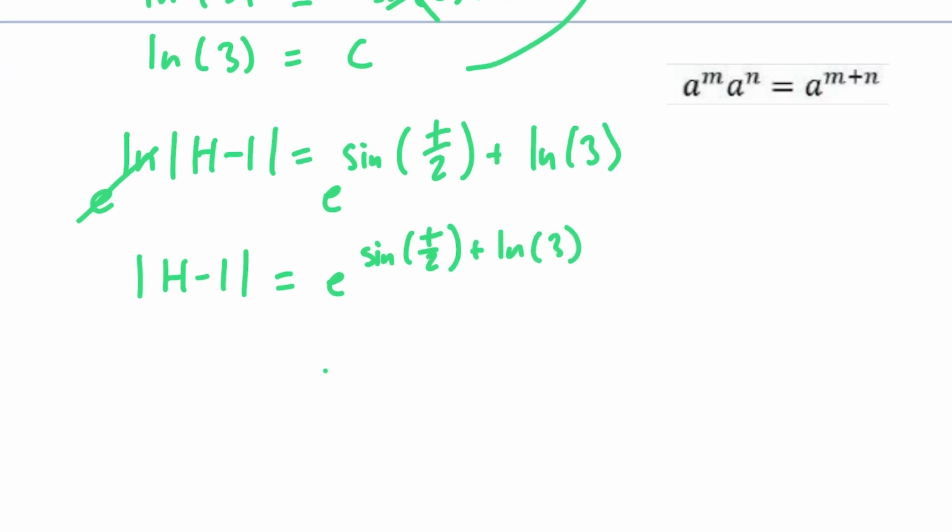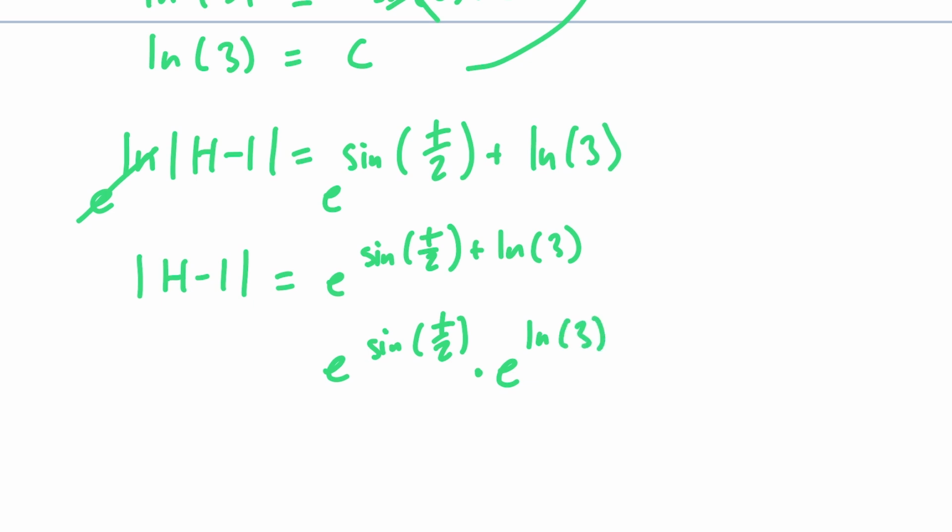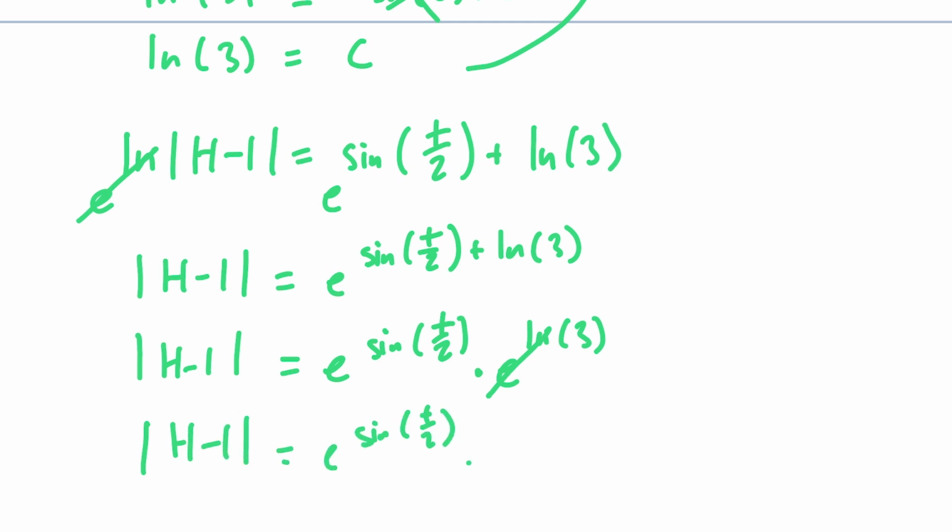One of the cool things about powers is that you can drop this ln 3 if you rewrite it like this: e to the sine of t divided by 2 times e to the ln of 3. That's the same thing. Now we can simplify some more. These two cancel out, so we get that the absolute value of h minus 1 is equal to e to the sine of t divided by 2 times 3. We can just pop that 3 out front there.